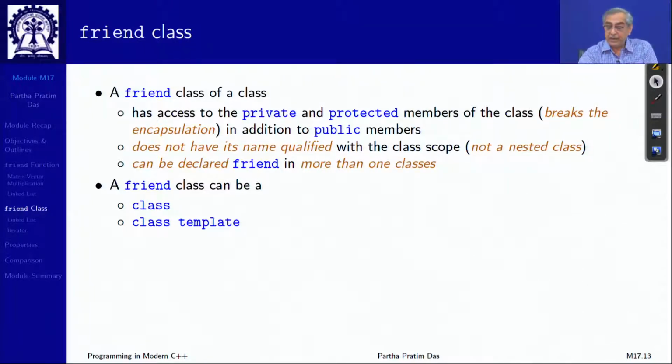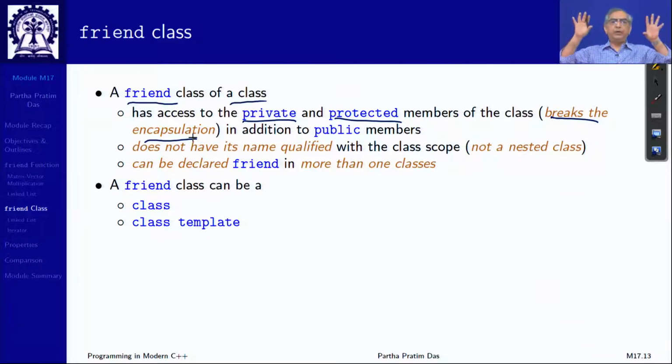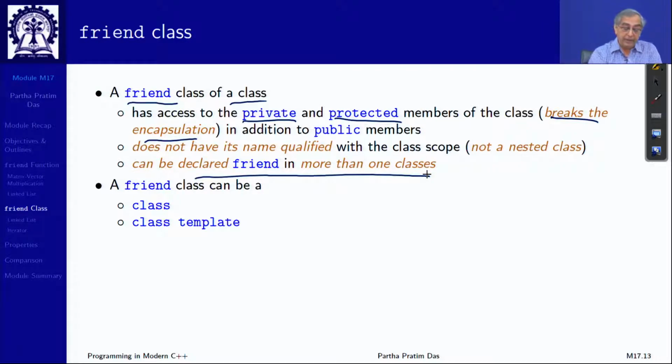So, similarly, I say that a friend class of a class has access to private and protected members of the class, breaks the encapsulation in the same way, and does not have a name which is qualified in this class. It is not a nested class. There is a concept of a nested class, again we have not done a class within a class. This is not that, you are just saying these are two independent classes. This class says that class is my friend. So, that class can have all kinds of private accesses, and it can be declared friend in one or more classes. What can be a friend? A class or a class template when we do template.